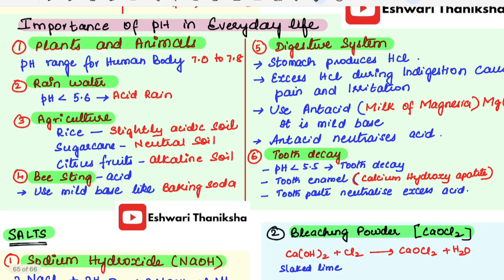And then coming to bee sting. So bee sting is nothing but acid. Methanoic acid will be released in our body. So then what you have to do is you can use a mild base like baking soda.